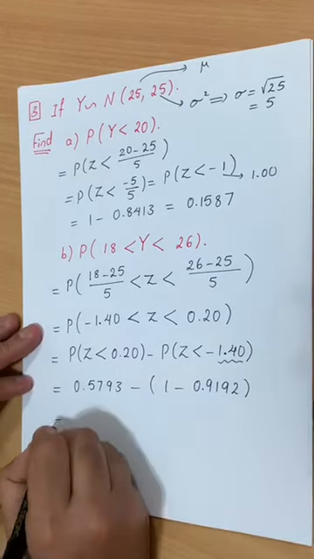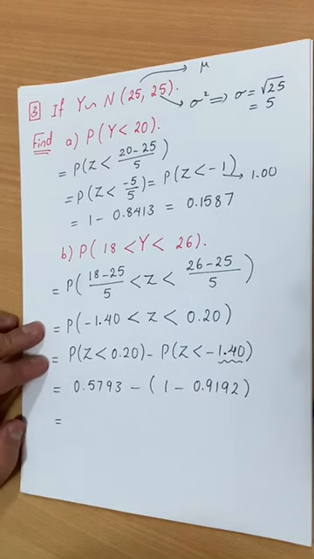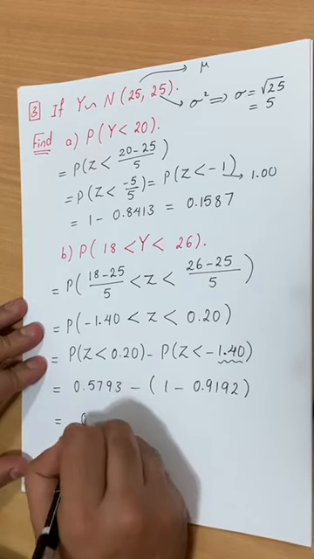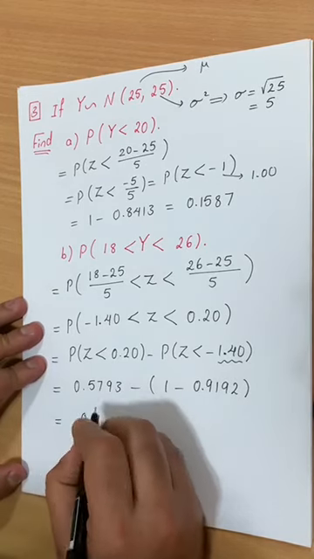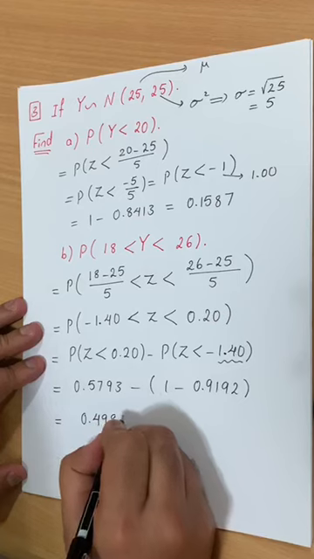0.9192. And you can write that directly on the calculator, 0.5793 minus bracket 1 minus 0.9192. So the answer that you're going to get is 0.4985.